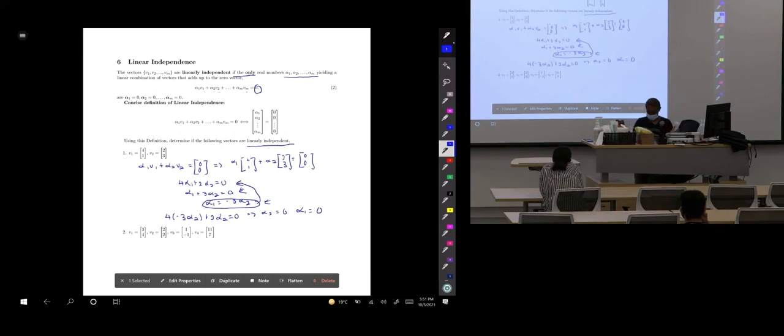So by solving the systems of equations, we now have that alpha 2 is equal to 0 and alpha 1 is equal to 0. What does that tell us in terms of linear independence? So in terms of linear independence, that tells us that these vectors are linearly independent. And that's because alpha 1 and alpha 2 are both zeros. Any questions about that?